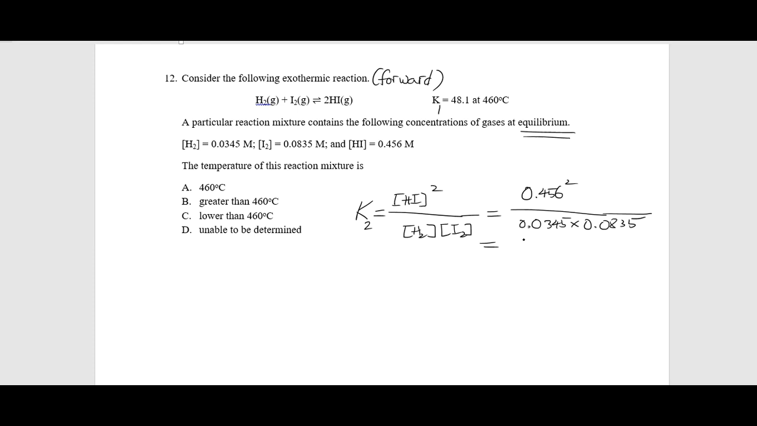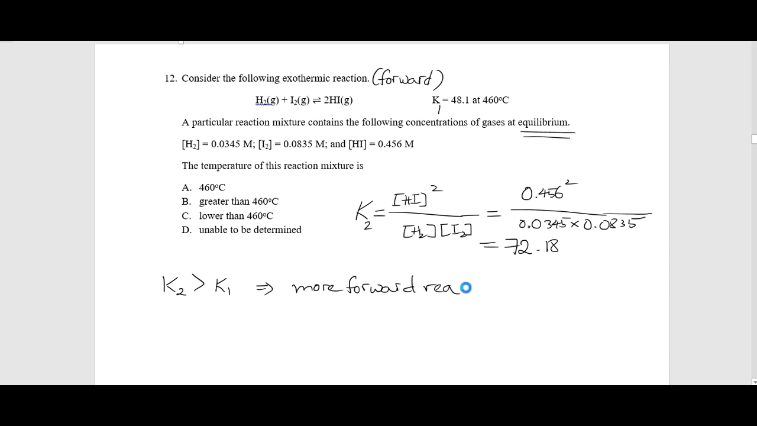I'm just typing on the calculator for anyone interested in wondering what I'm doing. So I got an answer of 72.0.18. Okay, so this K is higher than the original K of 48.1. And if you have a higher K, that's equivalent to more forward reaction.